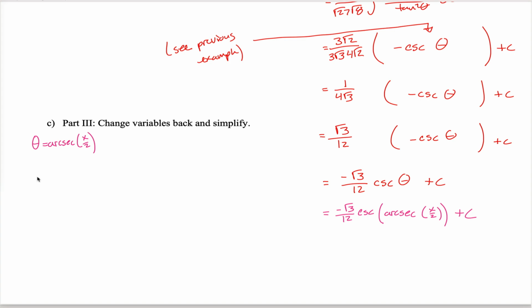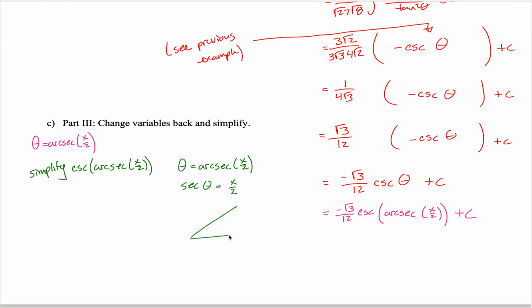So off here to the side, maybe we simplify the cosecant of the arcsecant of x over 2. The way we do that is this substitution. We let theta be equal to the arcsecant of x over 2, in which case the secant of theta is equal to x over 2, which defines a right triangle that we can draw. Put theta down here in the corner. Secant is the reciprocal of cosine. Using SOHCAHTOA, we know cosine gives us the length adjacent divided by the hypotenuse. Therefore, secant gives us the hypotenuse divided by the length adjacent. So this is x and this is 2.